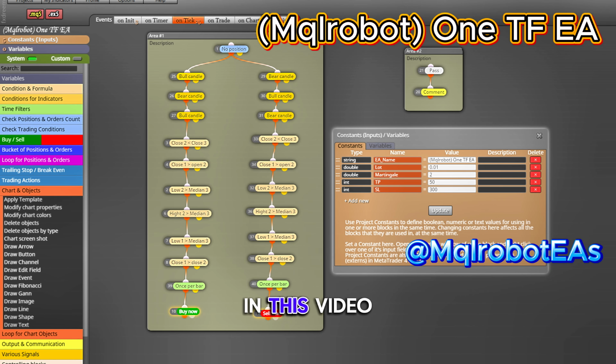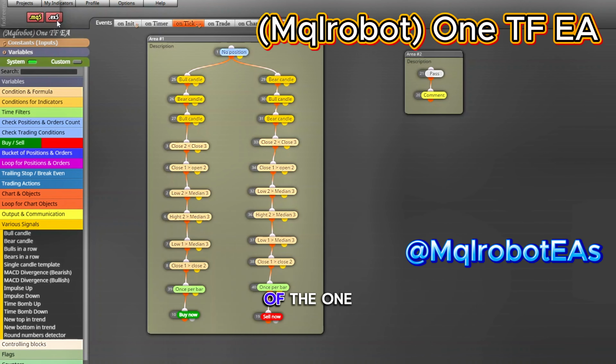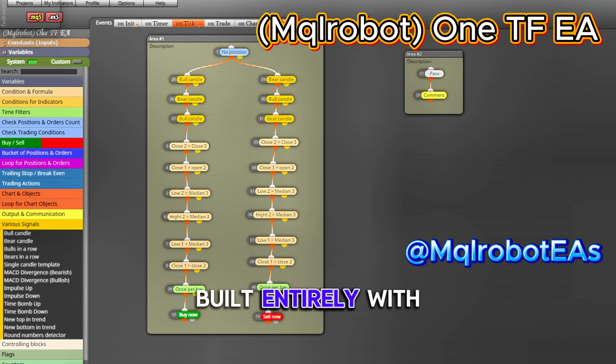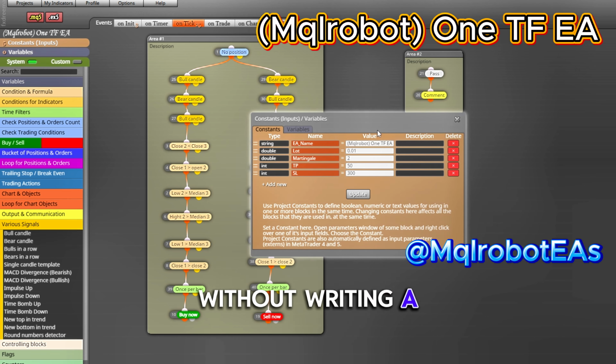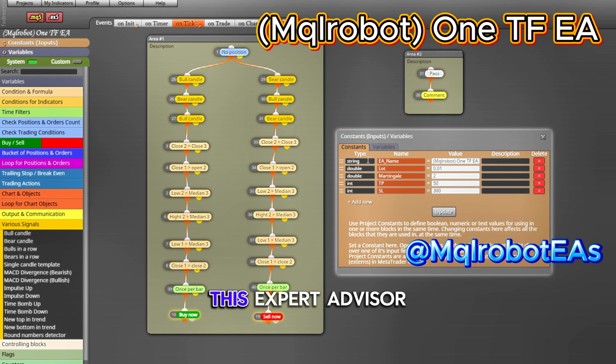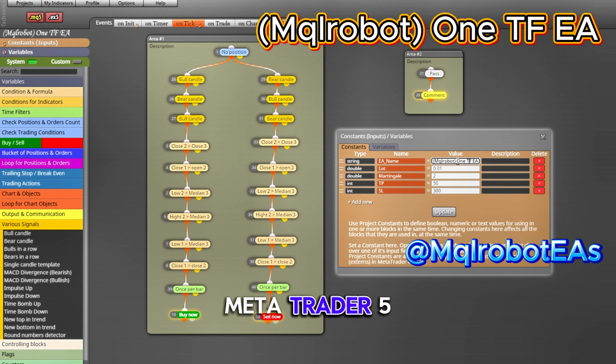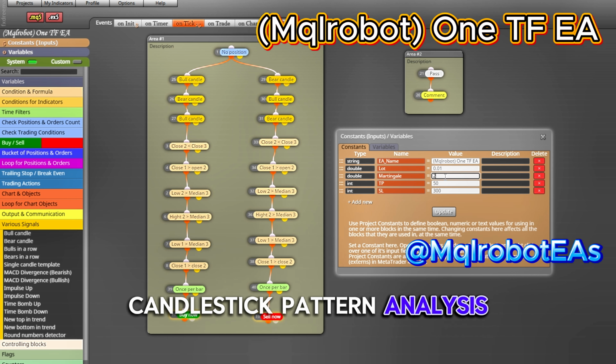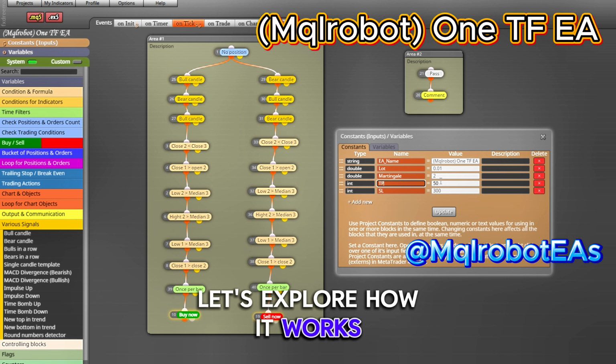MQLrobotEAs. In this video, we'll walk through the internal logic of the 1TF EA, built entirely with FXdreema without writing a single line of code. This expert advisor is designed for MetaTrader 5 and is based on a single time frame candlestick pattern analysis. Let's explore how it works.